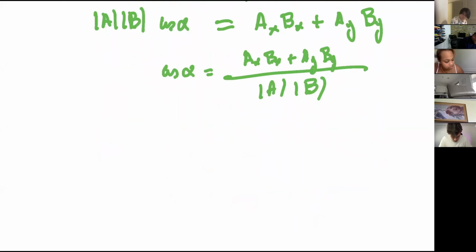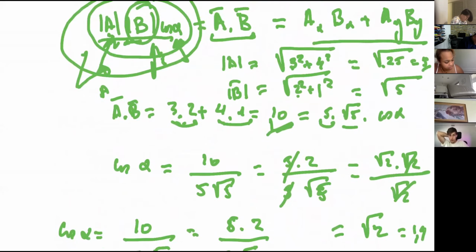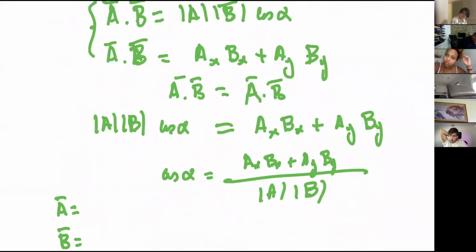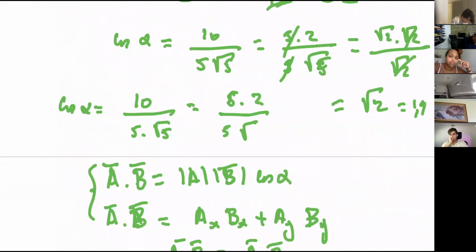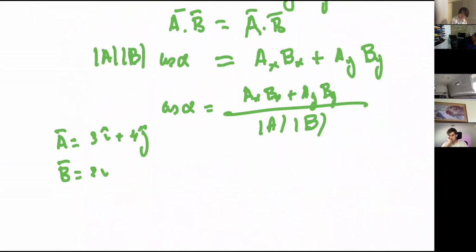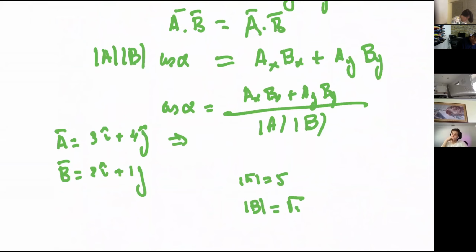So I applied this equation to a practical case where the vector A and the vector B, I don't remember, but if you want, I use the same example: 3i plus 4j, and the other one is 2i plus 1j. And I know that the magnitude of A will be 5, and the magnitude of B will be the square root of 5, correct?